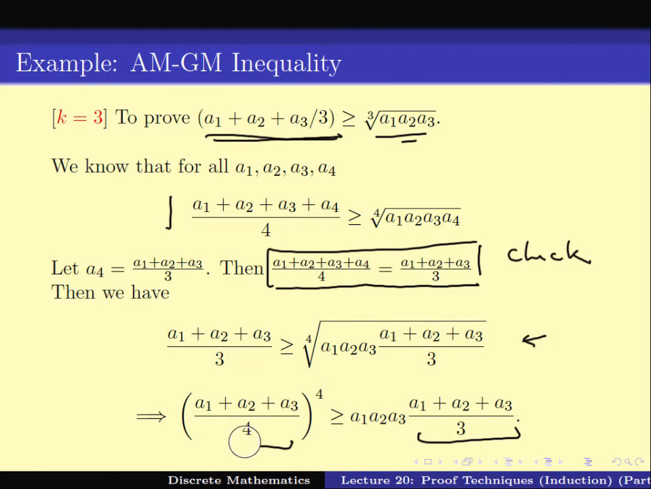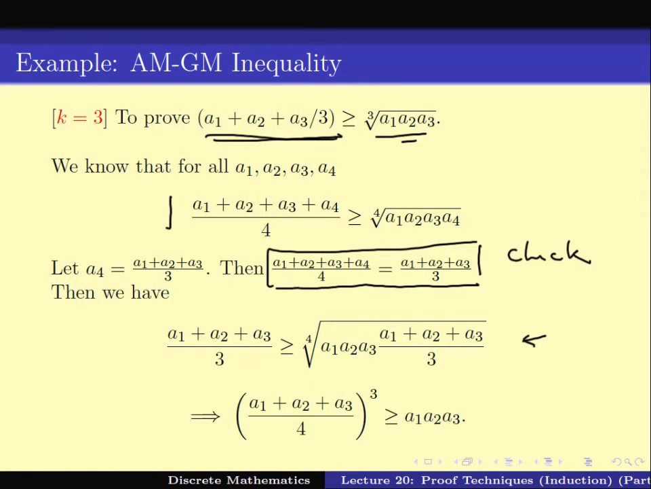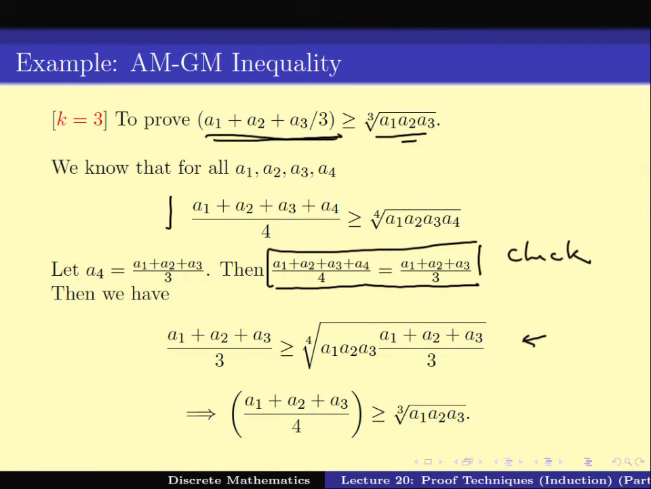So I can, of course, write it as A1 plus A2 plus A3 by 3, whole cube, which is bigger than A1, A2, A3. And once we have that, we can take the cube root of both sides and we get A1 plus A2 plus A3 by 3 is greater than the cube root of A1, A2, A3. And this is exactly what we wanted to show. Thus, we have been able to prove the k equals 3 case using the k equals 4 case.